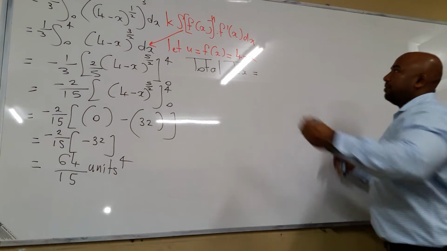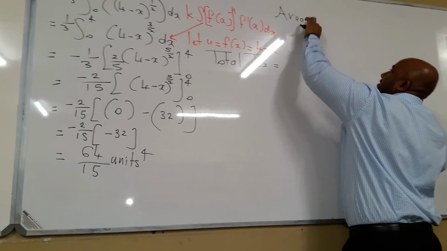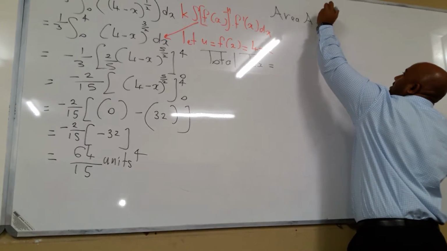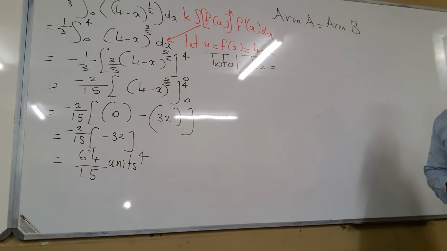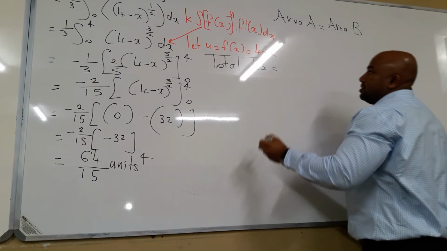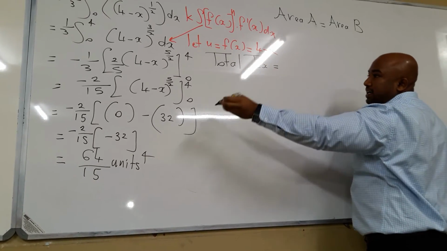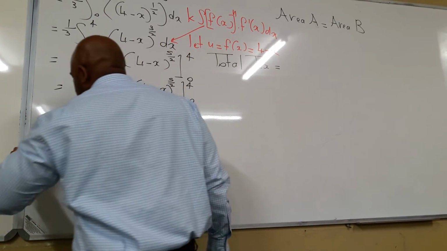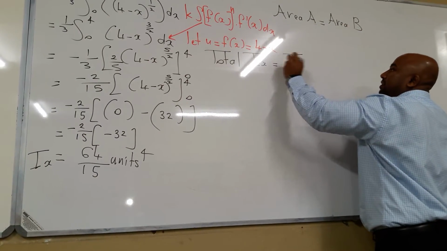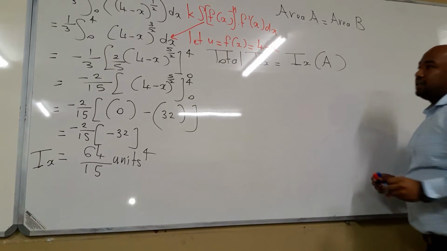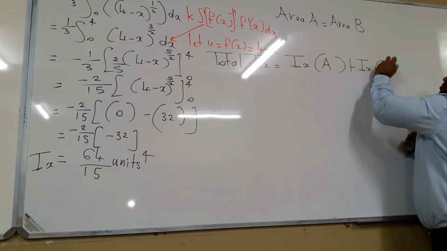Right, so remember that area A is equal to area B. Area A is equal to area B. So the total second moment of area that we need will be the second moment of area here that we just worked out. So let's just write that down. Ix of part A plus Ix of part B.